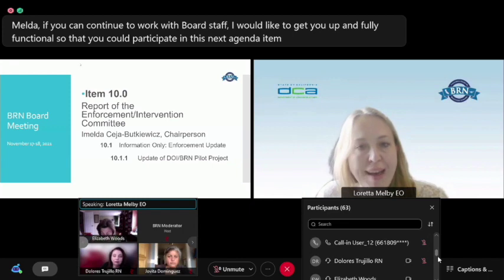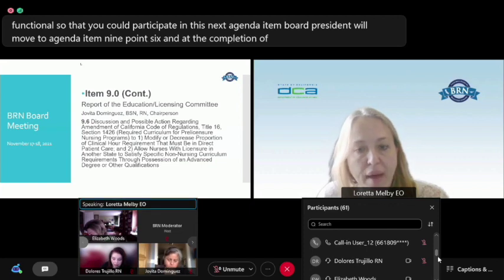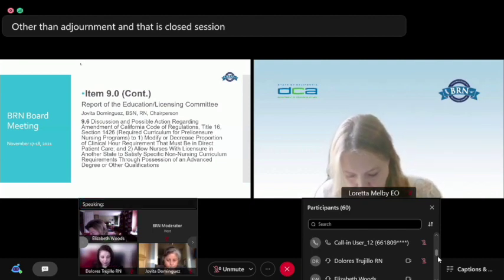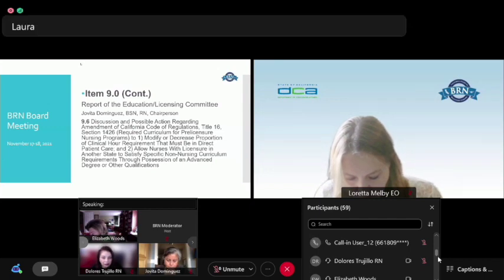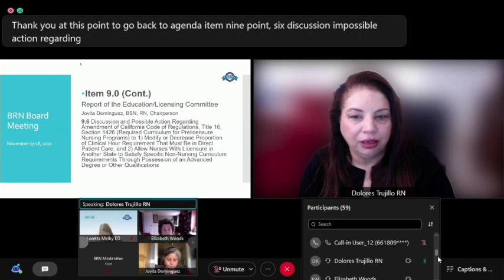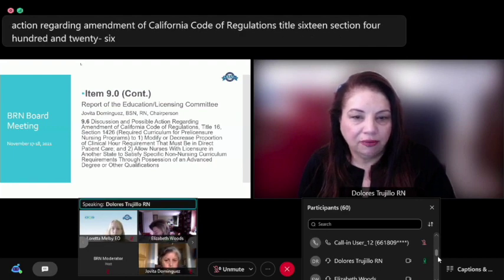Board President, we'll move to agenda item 9.6. And at the completion of 9.6, we'll go into the final agenda item other than adjournment, and that is closed session. Thank you. At this point, we will go back to agenda item 9.6, discussion and possible action regarding amendment of California Code of Regulations, Title 16, Section 1426.